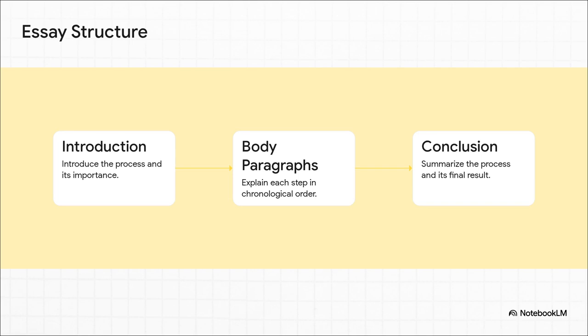You're going to start by introducing the process and telling us why it matters. Then, you'll use the body paragraphs to explain all the steps in order. And finally, you'll wrap it all up with a conclusion that summarizes the whole thing. If you stick to this, your reader will never, ever get lost.